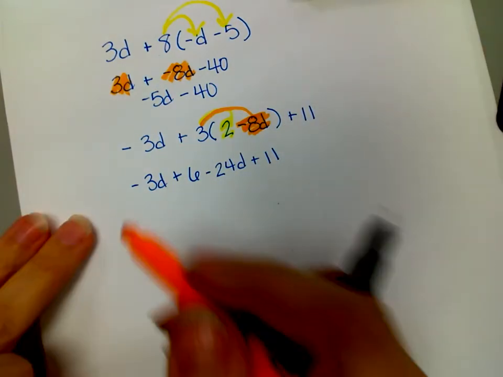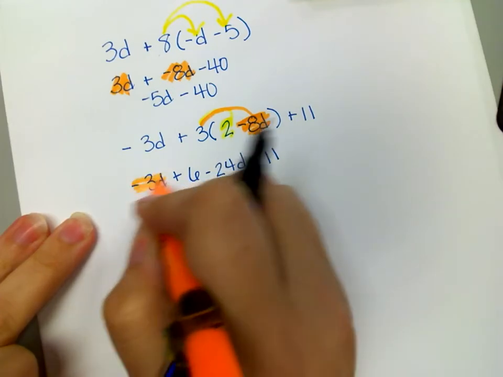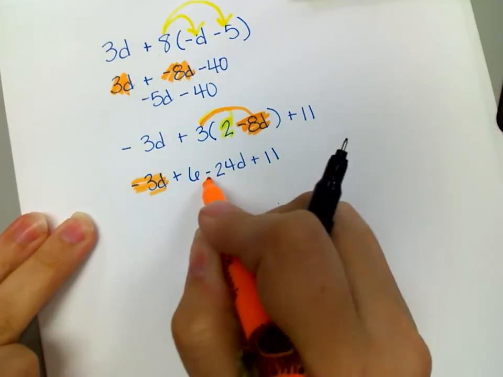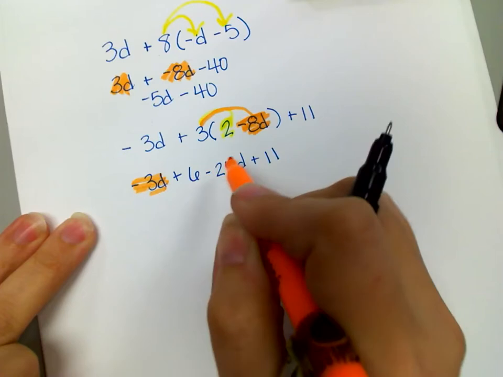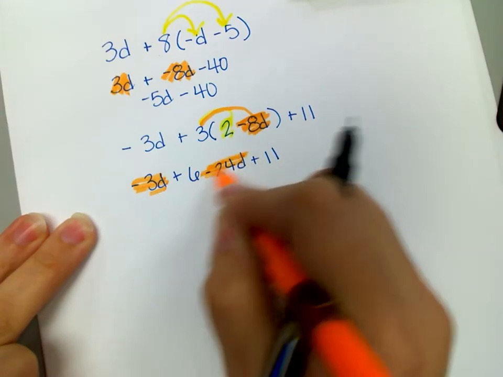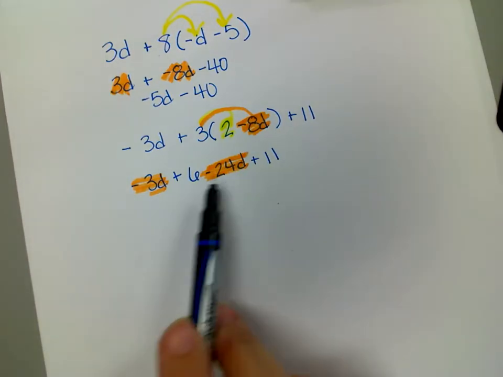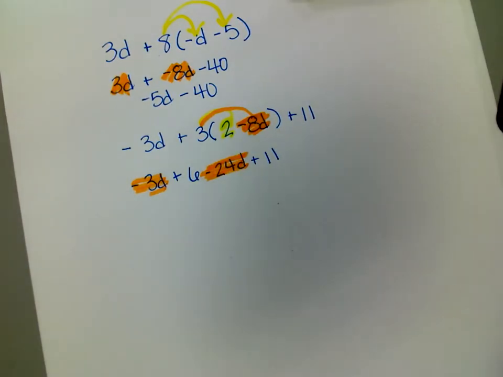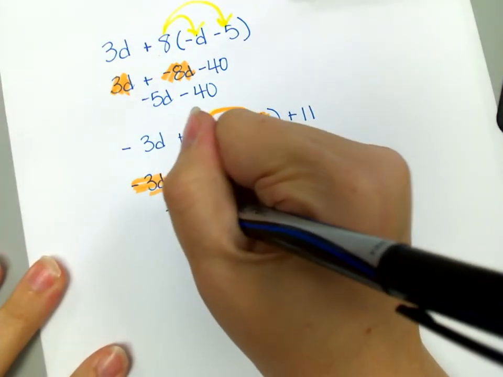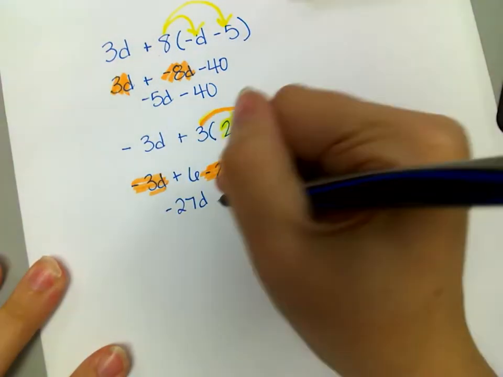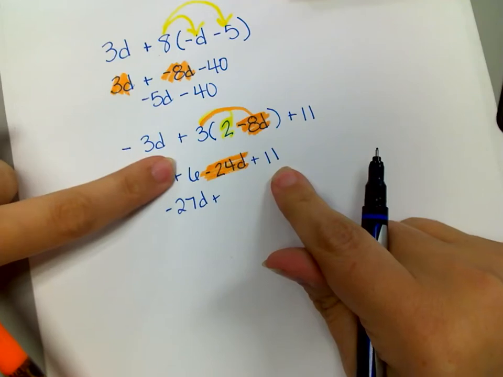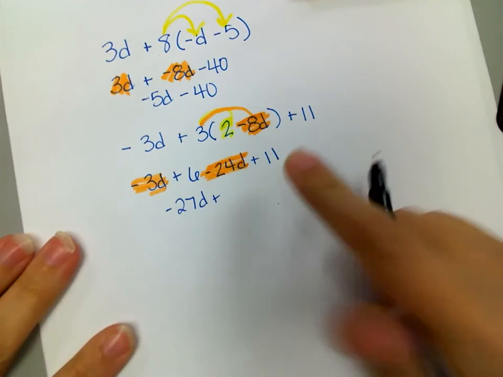Yes. Okay, I have a negative 3d. And I'm going to take this subtraction sign, since that's the same thing as a negative sign, and highlight that with it because that's a negative 24d. So now I'm going to combine these. 24 plus 3 is 27, but it's negative, so it's negative 27d plus, and then I can just see I have 11 and 6. That's going to be 17.